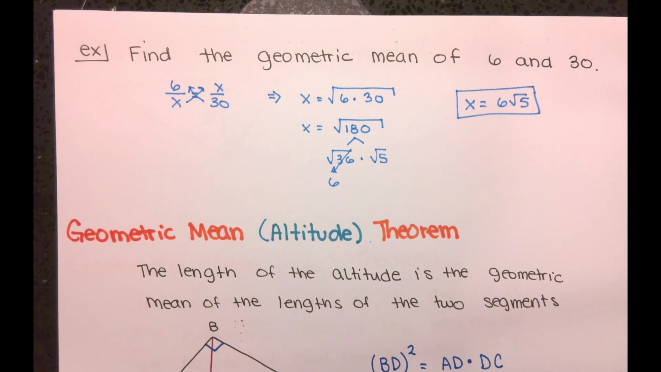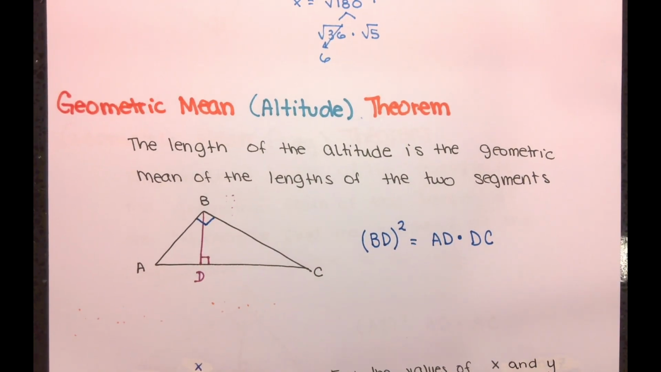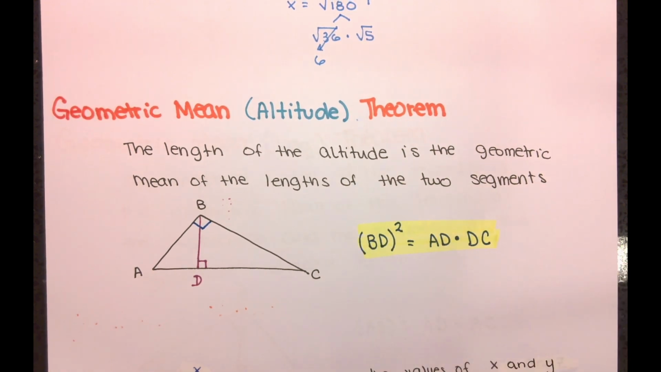Okay, so now we talked about geometric mean, and we have this proportion that can be set up. We have two different ones. We have a geometric mean that's an altitude theorem, and we have a geometric mean that's leg theorem. So let's start with the altitude. The geometric mean, the altitude theorem, is that the length of the altitude is the geometric mean of the lengths of the two segments. So we can set up this equation. I'll highlight it for you.